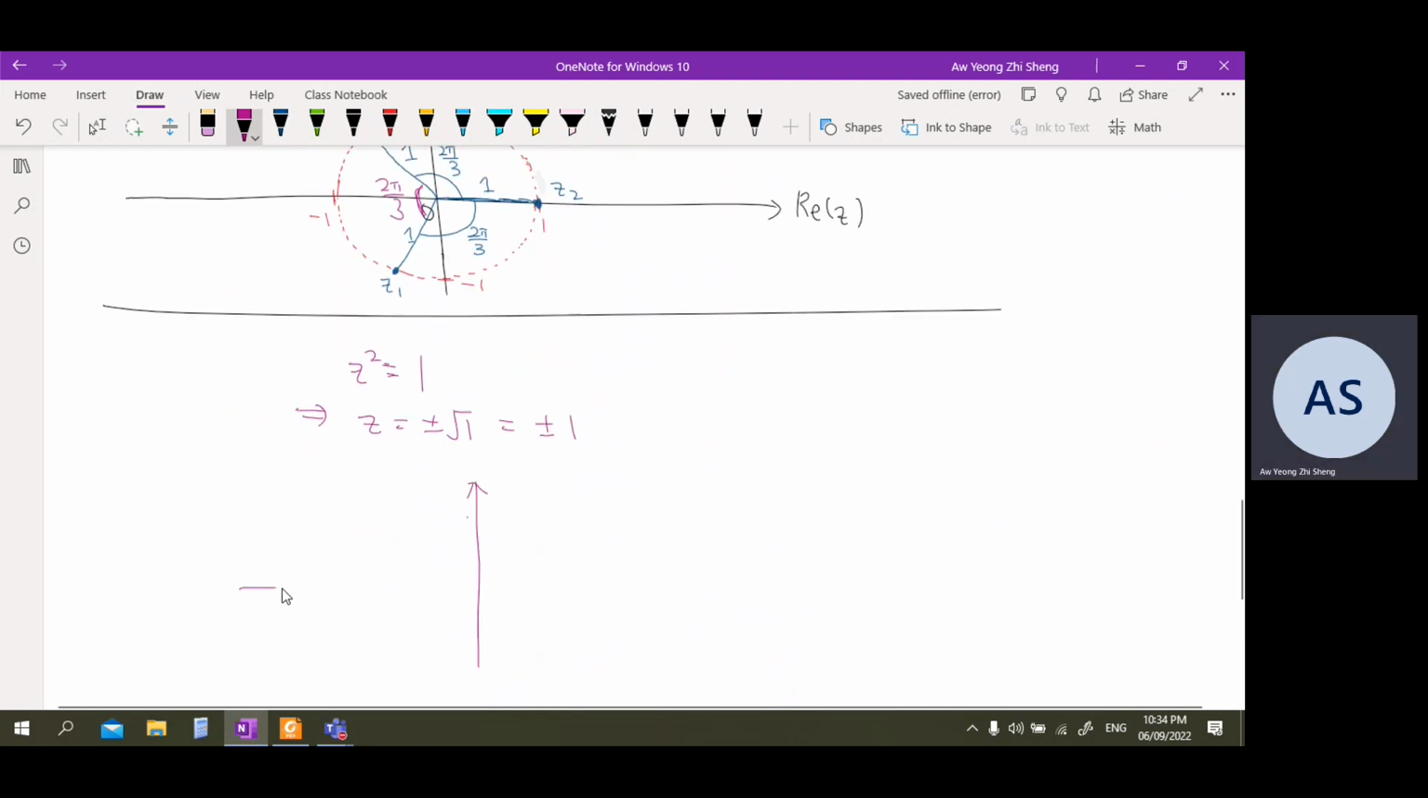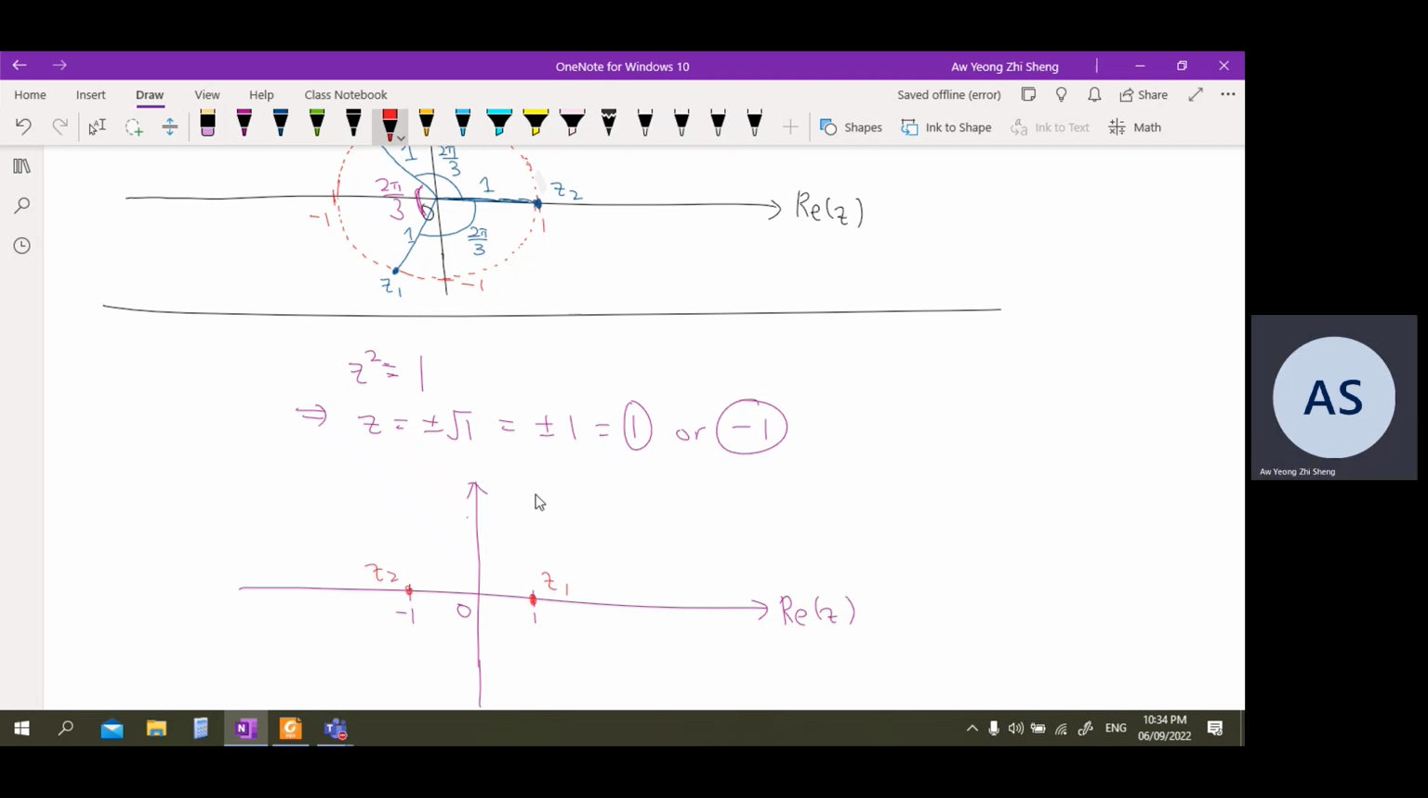On the Argand diagram, I have these two numbers, 1 and minus 1, to be plotted out. So if this is 0, this is 1, this is negative 1. 1 and minus 1 are real numbers, so they must be points on the real axis. And so this is my first solution, Z1. This is my second solution, Z2.